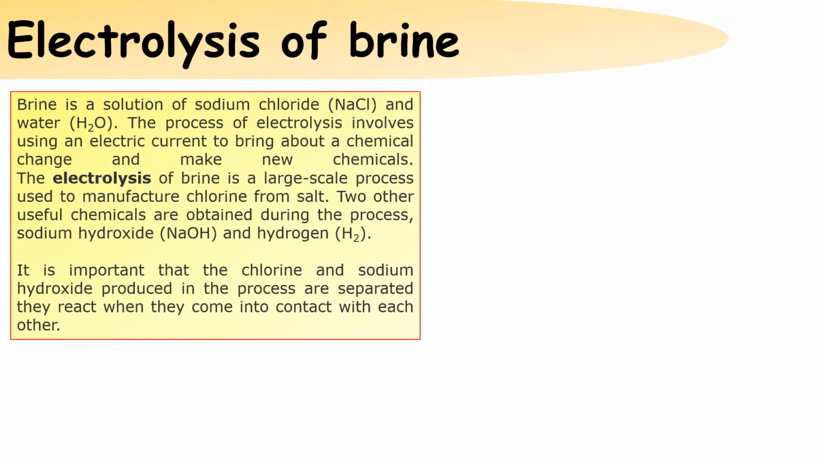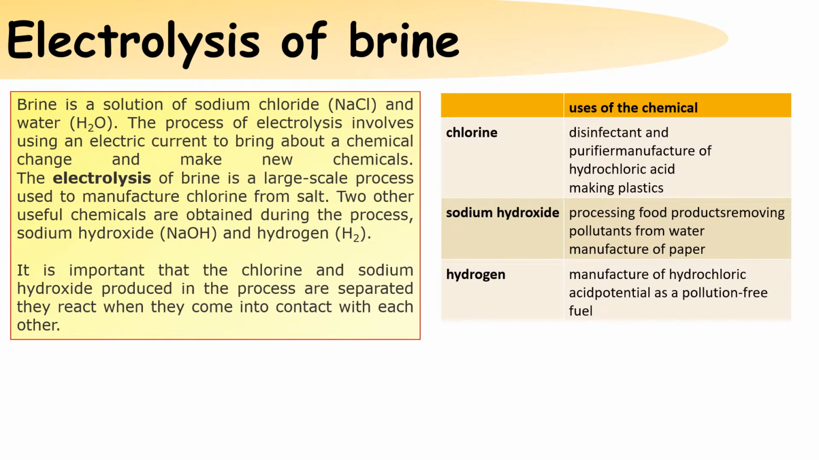Brine is a solution of sodium chloride and water. The process of electrolyzing brine involves using an electric current to bring about a chemical change to make new chemicals. The electrolysis of brine is a large-scale process used in the manufacture of chlorine from salt and two other useful chemicals. The two other useful chemicals are sodium hydroxide and hydrogen.